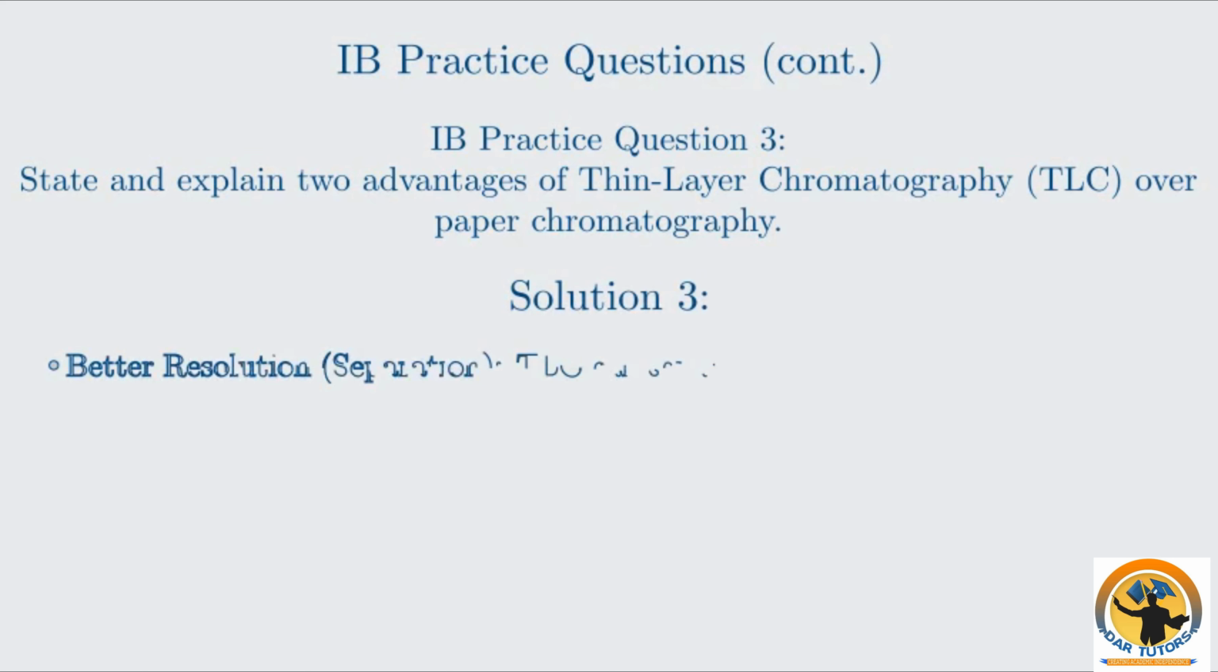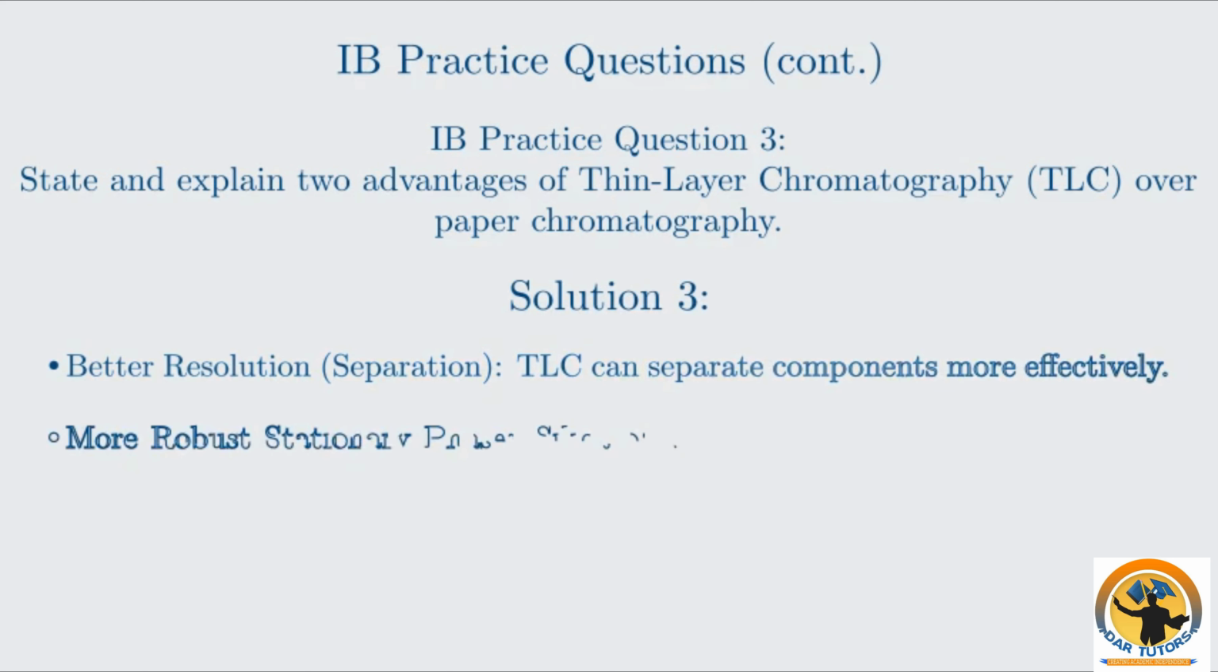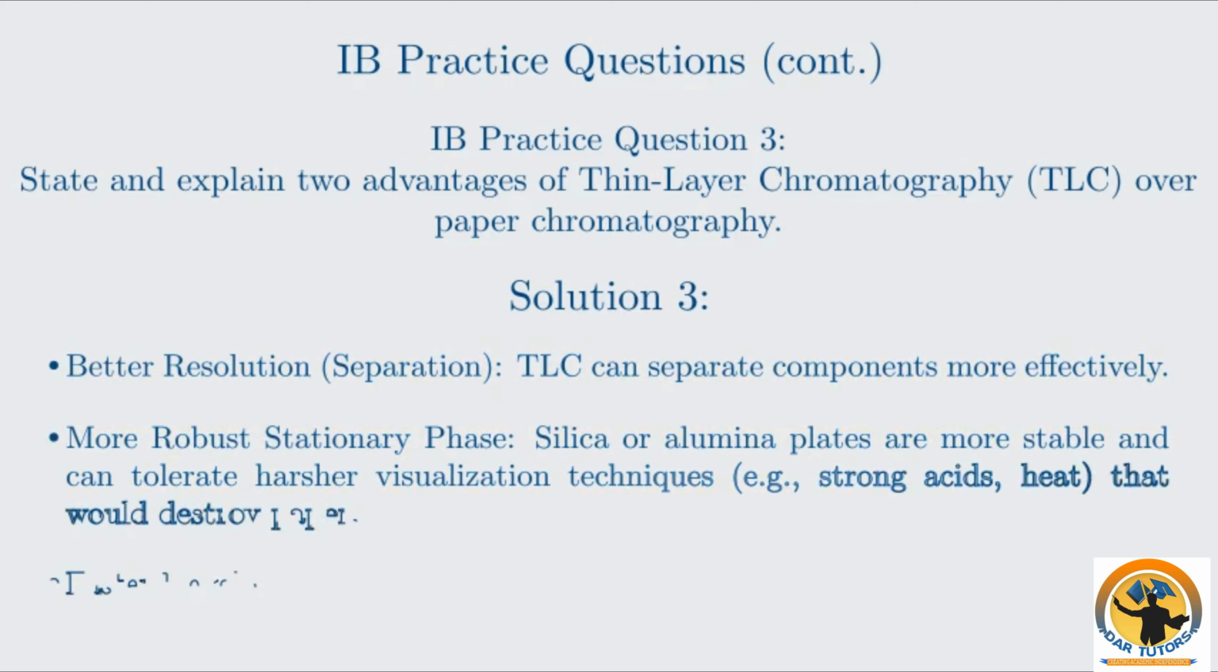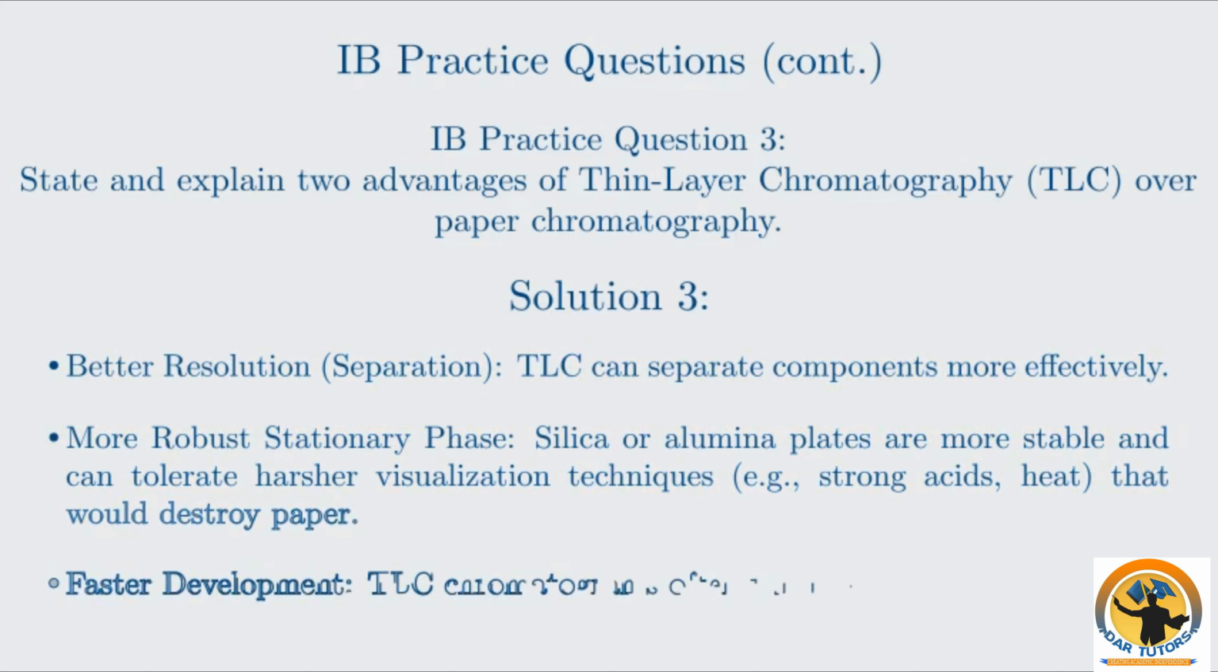The stationary phase in TLC is more robust than paper, allowing for the use of more aggressive visualization agents that might destroy paper. Additionally, TLC generally offers better resolution, meaning a clearer separation of spots. It also typically has shorter development times, allowing for faster analysis.